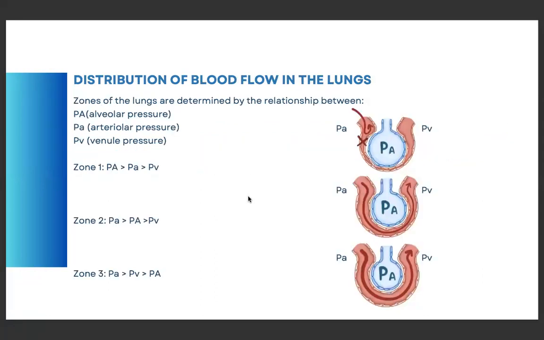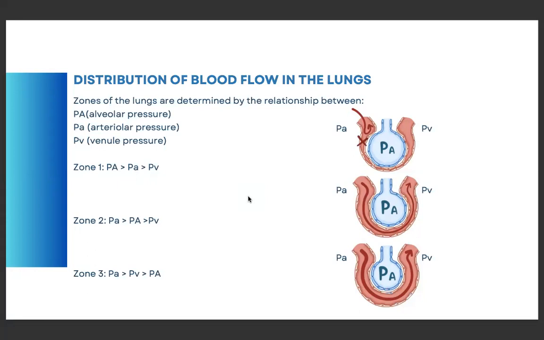Now, for the distribution of blood flow in the lungs, blood flow within the lungs isn't uniform. Rather, it's divided into zones ranging from heavy blood flow to minimal blood flow. The zones of the lungs are determined by the relationship between the alveolar pressure, arteriolar pressure, and the venule pressure. At the apex of the lungs, arteriolar pressure and venule pressure are relatively low, while at the base of the lungs, arteriolar pressure and venule pressure are relatively high, while in the middle, they're somewhere in between.